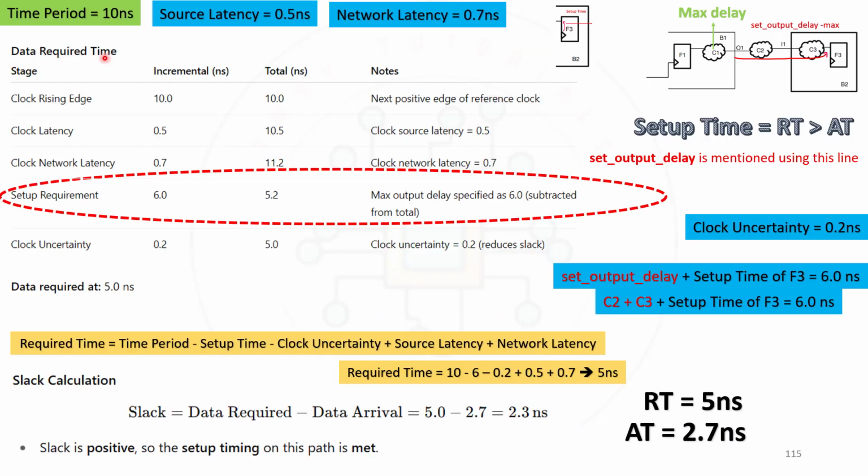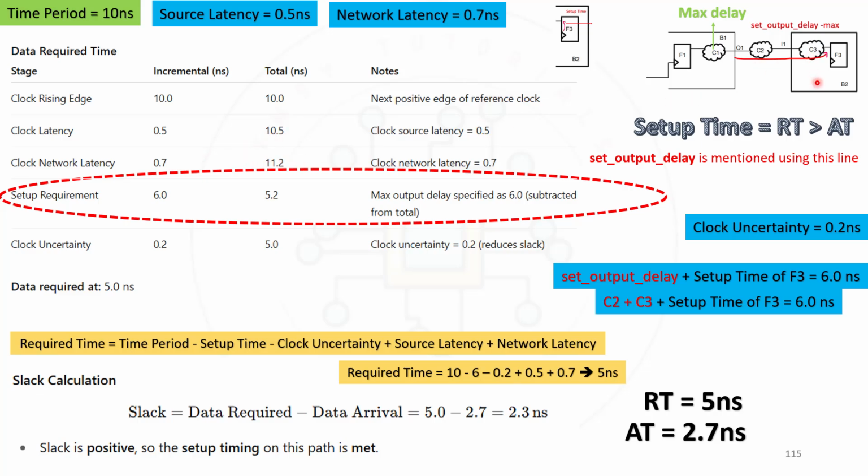Now let us see about the required time. So for required time, we already know, for setup calculation, we are considering the next positive edge of the reference clock. So here next triggering is happening at 10 nanoseconds. So delay is 10 nanoseconds followed by source latency 0.5, network latency 0.7. So this value will get added up. 10 plus 0.5 will give 10.5. 10.5 plus 0.7 is 11.2.